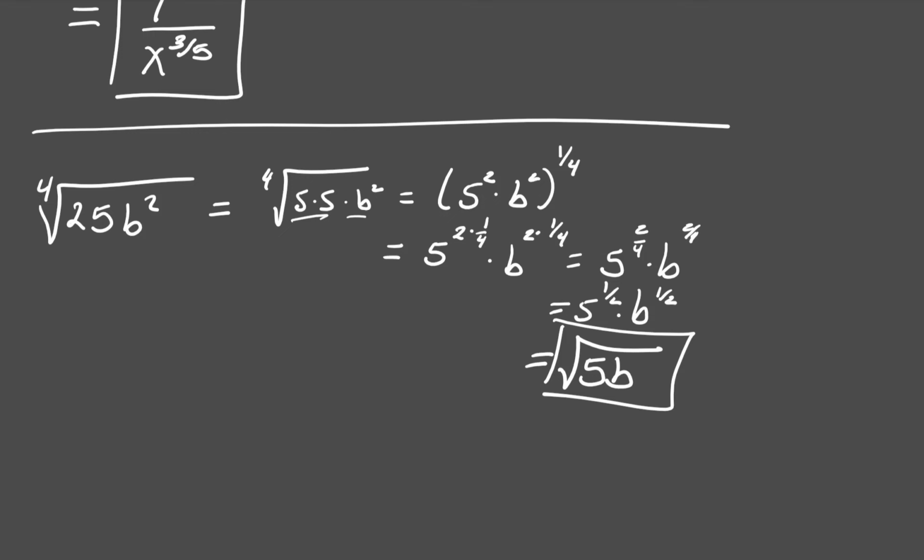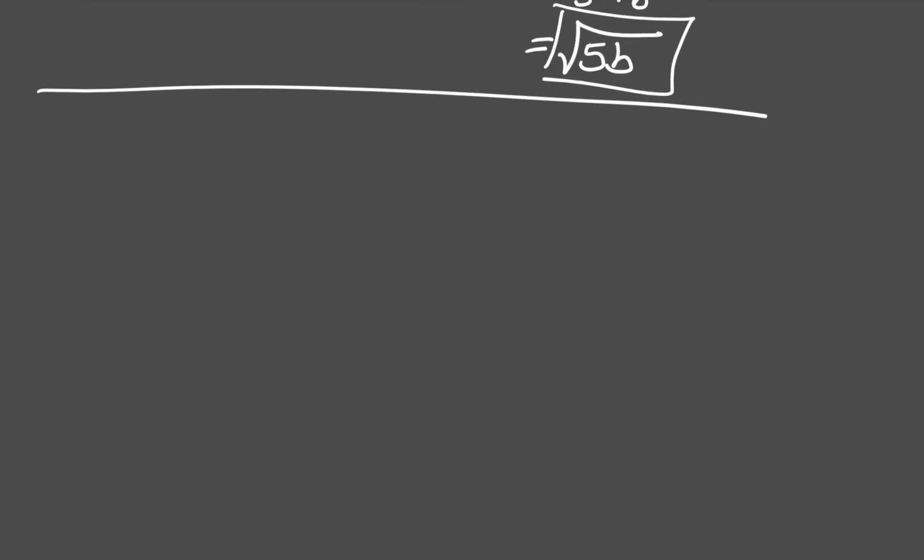Let me see if there's anything else that looks like we should talk about. Oh, let's try this one. Let's see how we distribute across addition. So I've got y to the 1/3, and I've got this parentheses, I've got y to the 2/3 plus y to the 5/3.